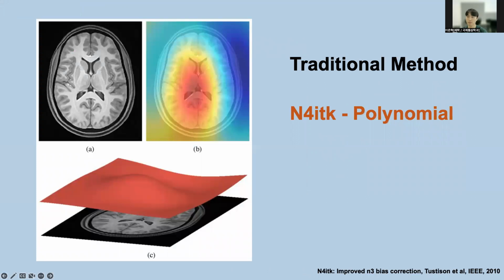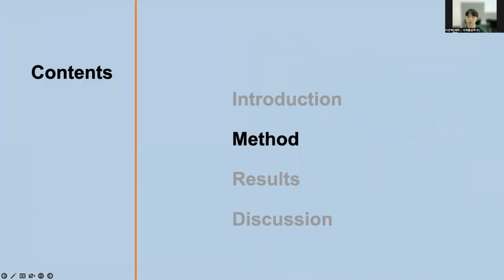N4-ITK, the traditional method, was developed with a non-parametric approach to correct the bias field. However, the current method suffers from high complexity and a time-consuming process. We propose the Hampel Denoising Diffusion Model, HDDNet. Such a deep learning method can bring faster inference time, lower complexity, and the same or even higher accuracy of correction.